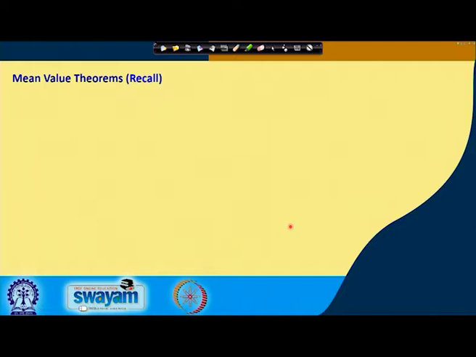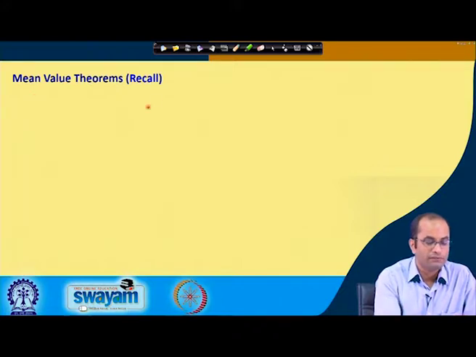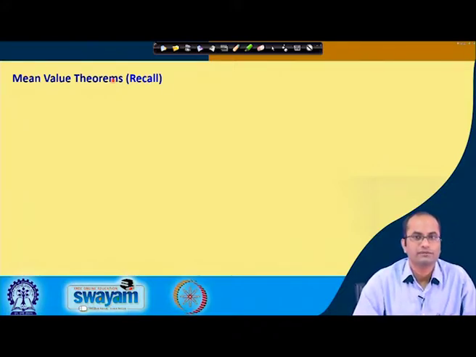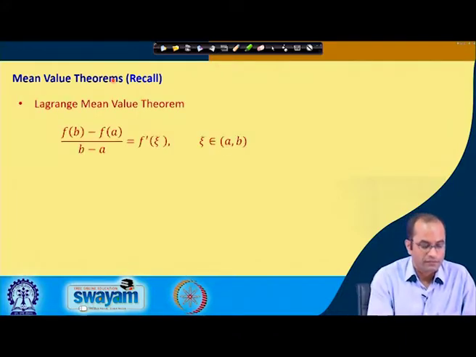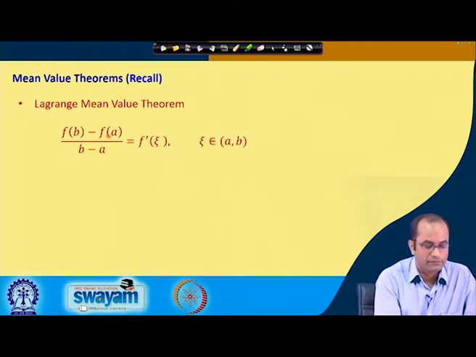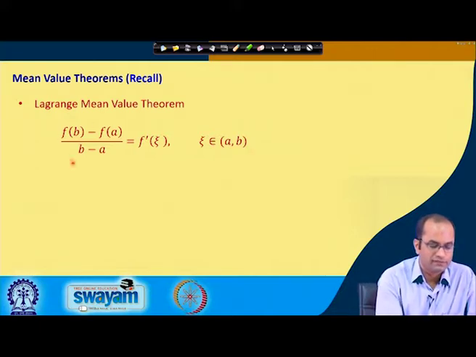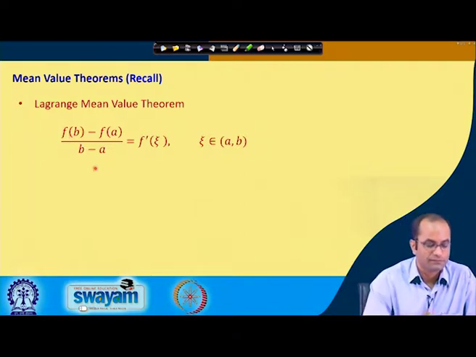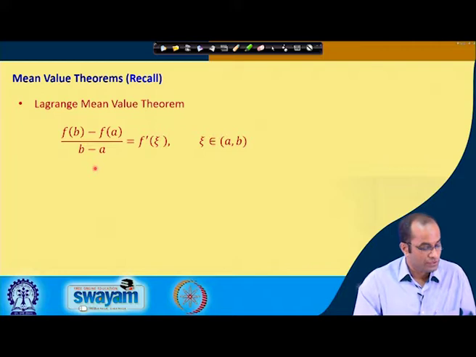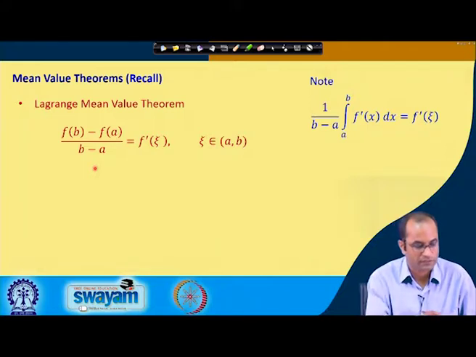Before we define this rule, we need to recall the mean value theorem. We had already discussed in previous lectures in differential calculus the Lagrange mean value theorem, which says that the ratio f(b) minus f(a) over b minus a is equal to f prime of xi, where xi is somewhere between a and b. Here we had the assumptions that f is continuous on the closed interval [a, b] and differentiable on the open interval (a, b).